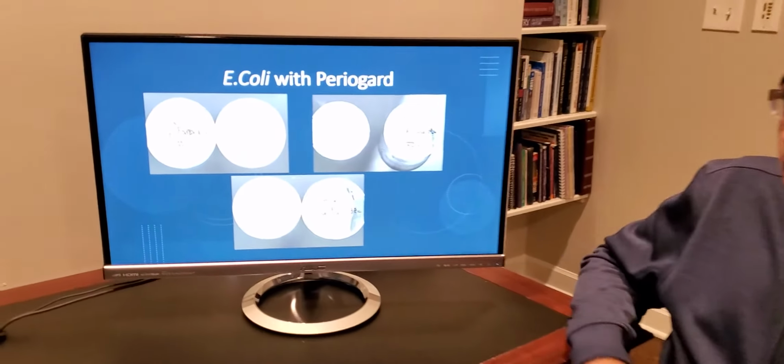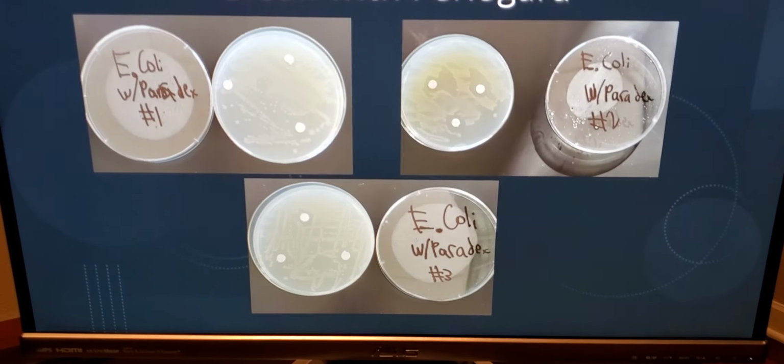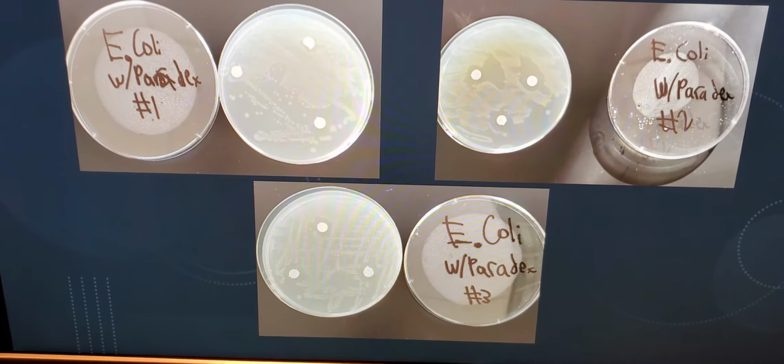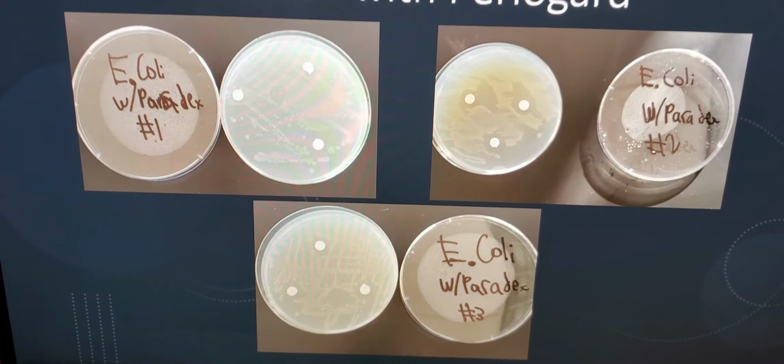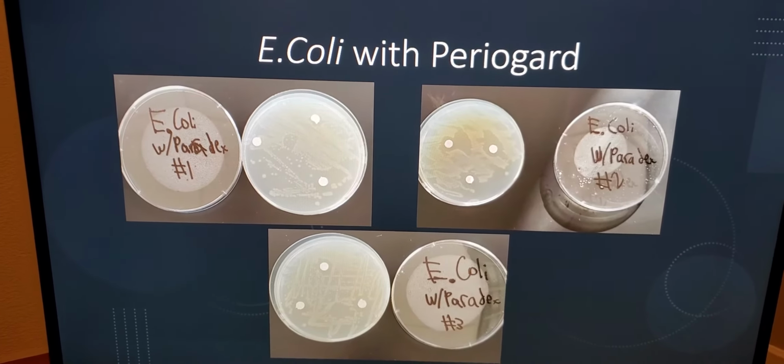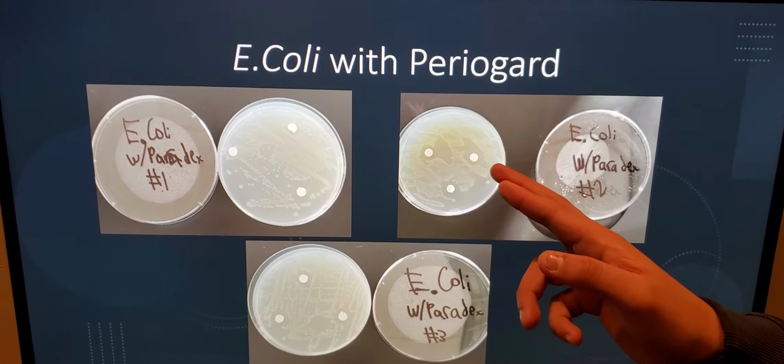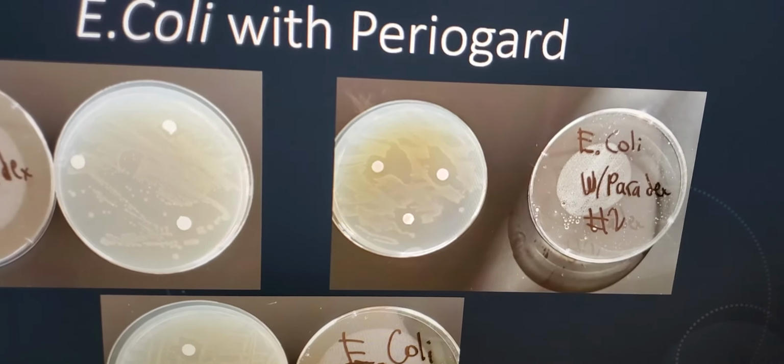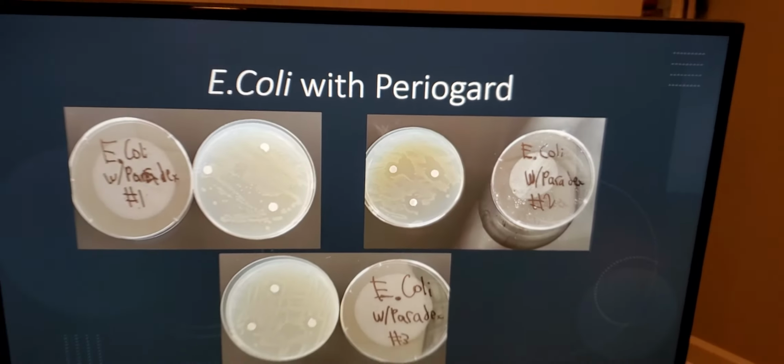This slide displays the E. coli with PerioGuard petri dishes. Like the last slide, it has green streaks indicating bacterial growth and hole-punched paper circles. However, what's different is that you can see small rings indicating bacterial growth inhibition, as you can see there.